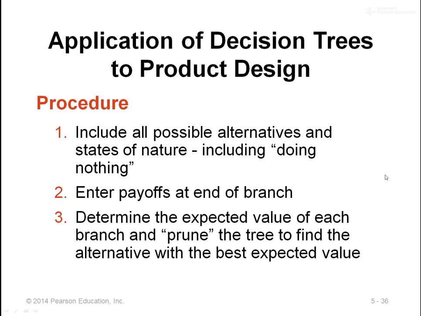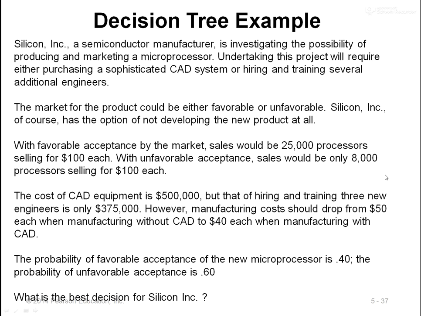Let's try to explain this with an example. Silicon, a semiconductor manufacturer, is investigating the possibility of producing and marketing a microprocessor. Undertaking this project will require either purchasing a sophisticated CAD system or hiring and training several additional engineers. The market for the product could be either favorable or unfavorable. Silicon, of course, has the option of not developing the new product at all.